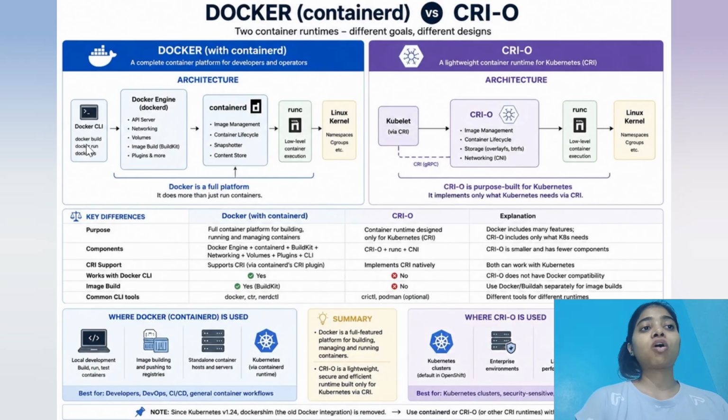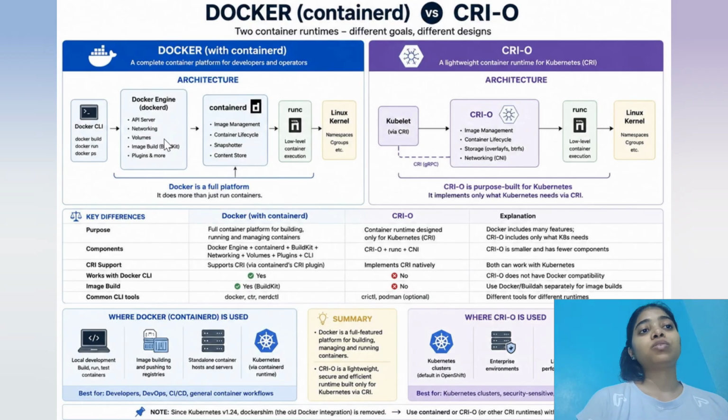So we'll run Docker build, Docker run, Docker ps command, and all these commands will go to Docker engine or Docker daemon. This is an important part of Docker, where we have the API server, the networking things, the volume, image build kit, plugins, and more. So all the CLI requests will go to Docker engine.